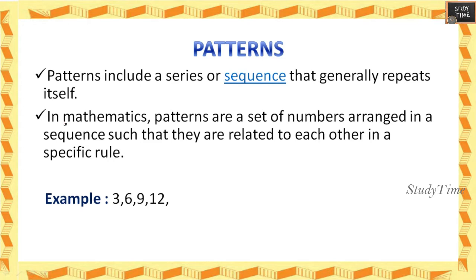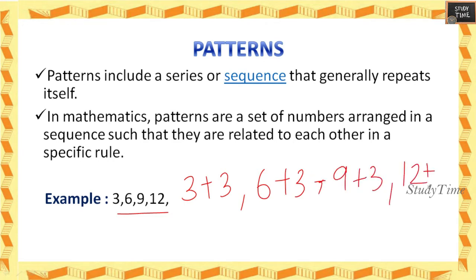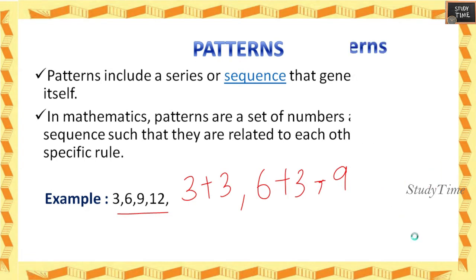In mathematics, patterns are a set of numbers arranged in a sequence so that they are related to each other by a specific rule. See here, an example is given: 3, 6, 9, 12. Here each number is increased by 3. So when you add 3, you will get the next number. 12 plus 3, the next number in the series is 15.